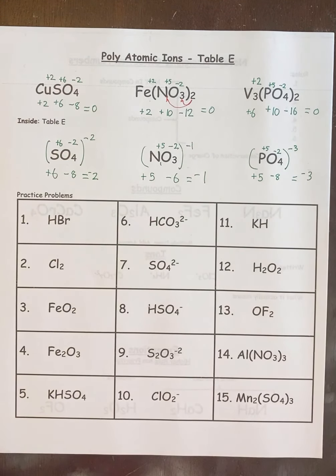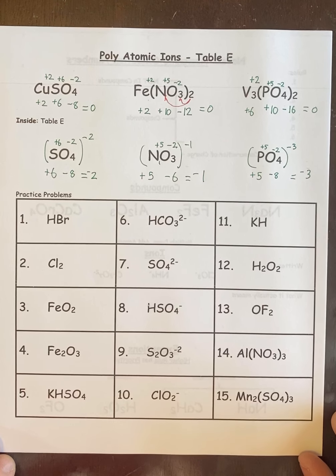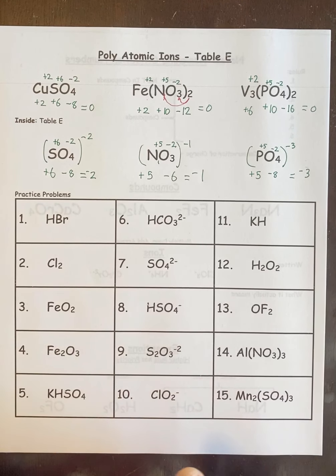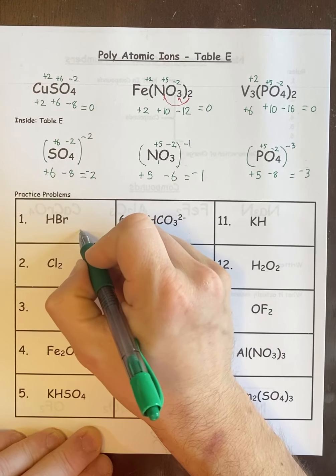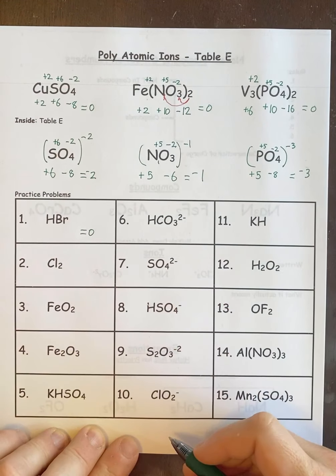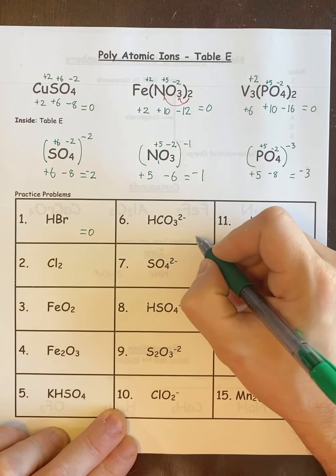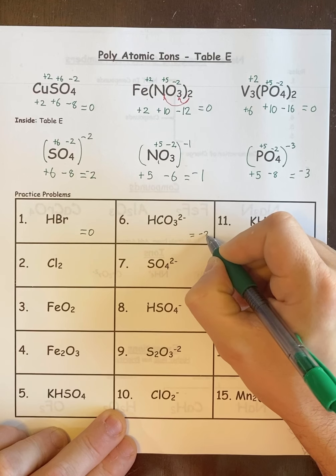Now, these are going to be practice problems. I am going to include an answer key. So what I want you to do is I want you to do these guys. Remember, the ones in this first column, they all have no charge. You're going to set this whole column equal to 0. This second column, they all have charges. So you're going to set them equal to their charge. So in this case, it's minus 2.